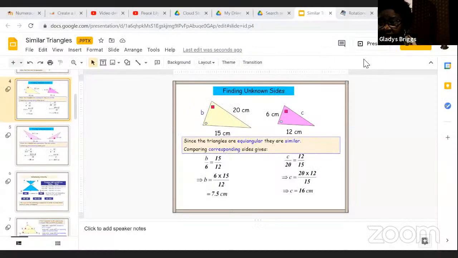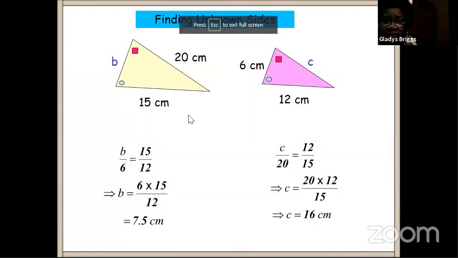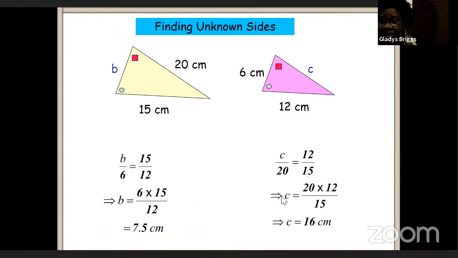Clear all drawings. Stop share. Share screen. This one. Share. Let me do the presentation. Present. So that's the one that we've just worked out, okay? This is how they cross multiplied and they worked out the B to be equal to 7.5 and C to be equal to 16 centimeter, okay?